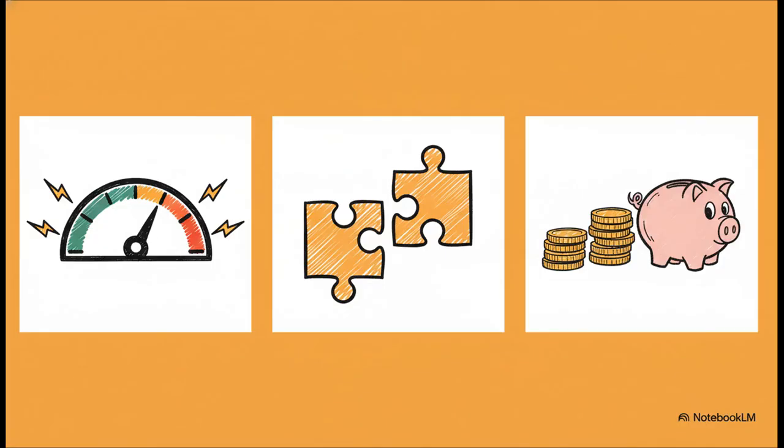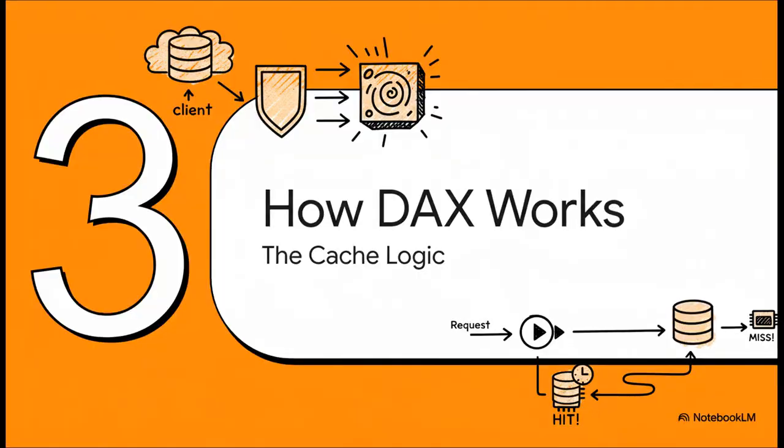And you'll see DAX pop up for three main reasons. First, the obvious one, that incredible microsecond read speed we've been talking about. Second, it can actually make your life simpler. Since it's API compatible with DynamoDB, you often need very few code changes to get it up and running. And third, and this is a big one, it can actually save you money. For really read-heavy apps, it can dramatically cut down on how many read capacity units you need to provision on your tables.